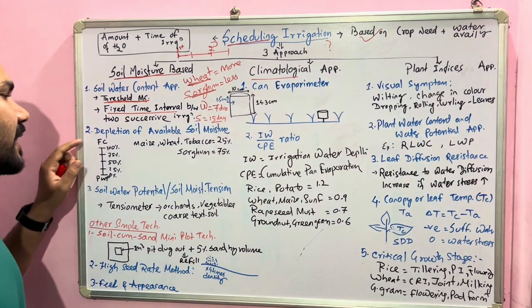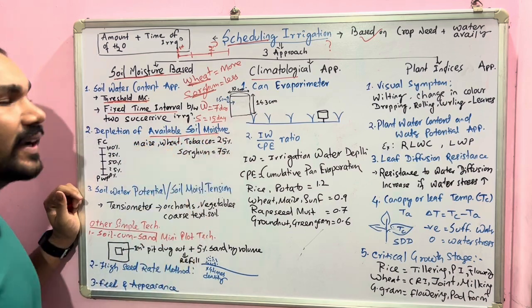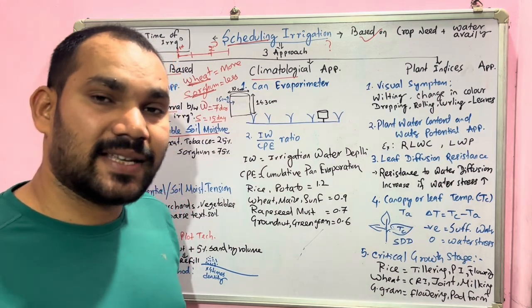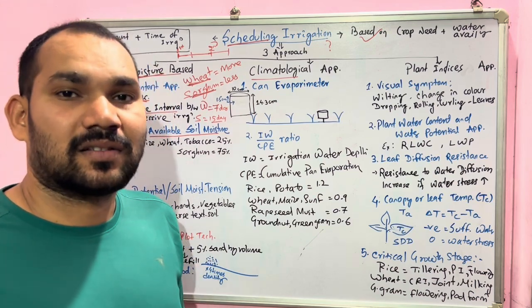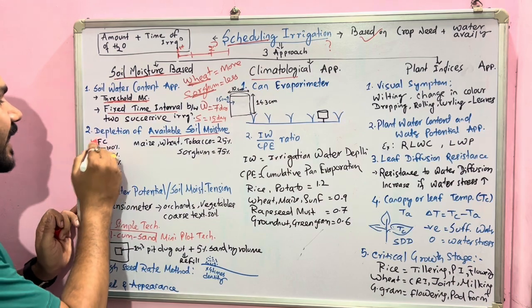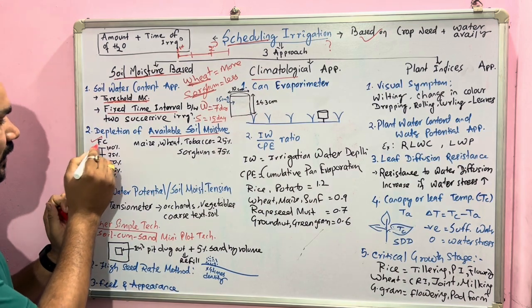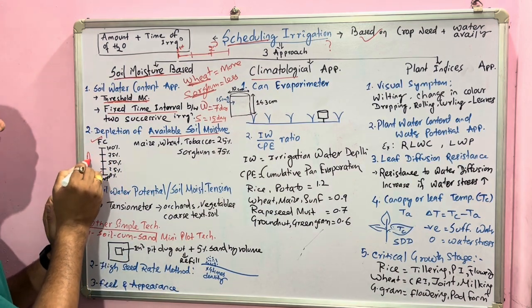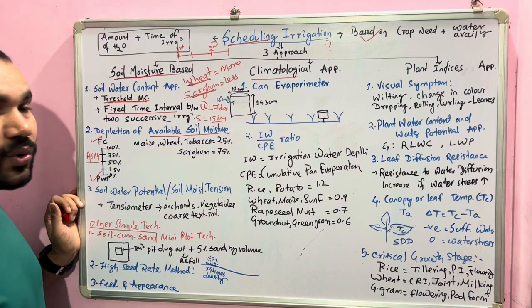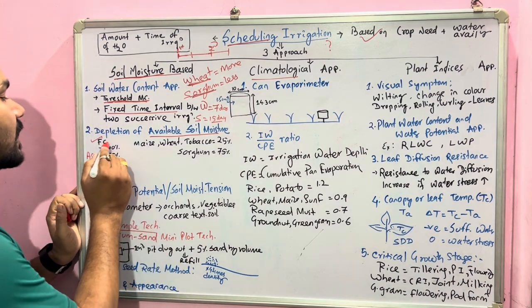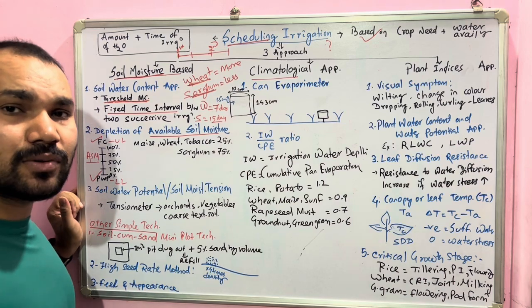So next, coming to the second point, depletion of available soil moisture. In this case, first of all you should know the meaning of available soil moisture. As you know that in the soil system, among the different soil moisture constants, there are two moisture content constants: one is field capacity and another is permanent wilting point. The range between field capacity and PWP is known as the available soil moisture range. The upper limit of available soil moisture is field capacity, whereas the lower limit is PWP.